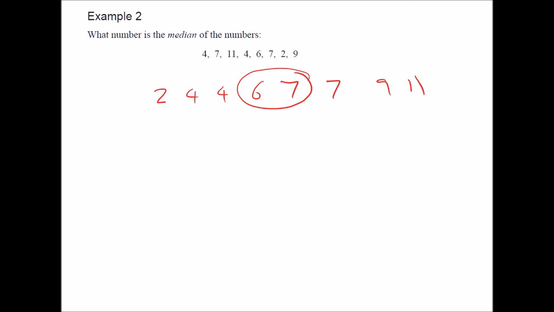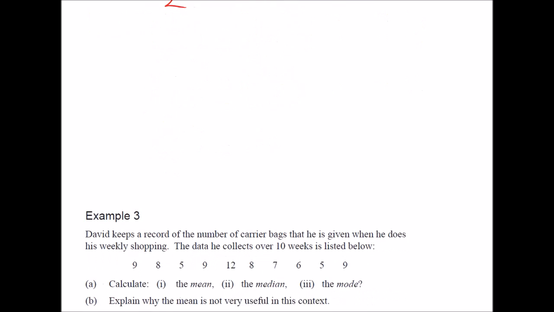Now, I can see almost straight away it's 6.5, but let's just go through a nice, quick, easy way of working this out for sure. We write 6 plus 7. So add the 2 numbers up, and then divide by 2, and that is going to be 6.5. Yep, okay, so that's the median there.